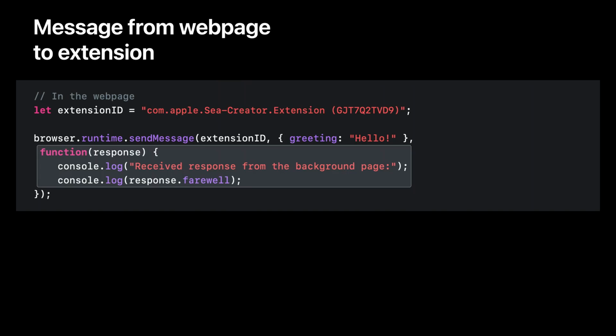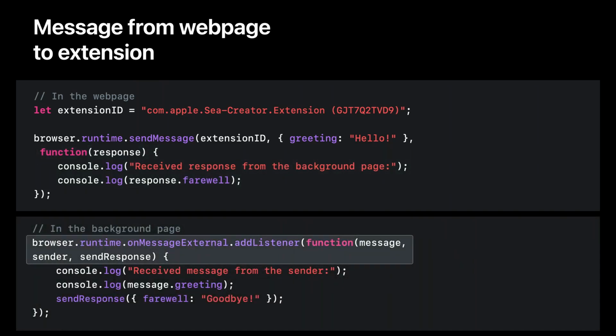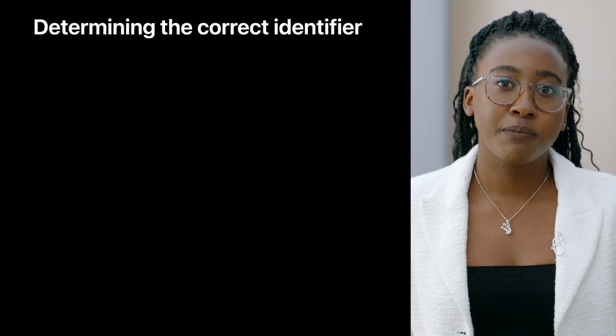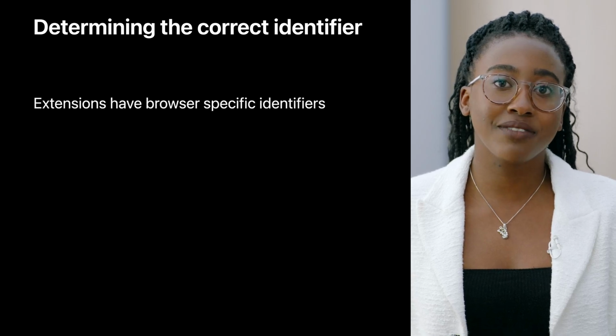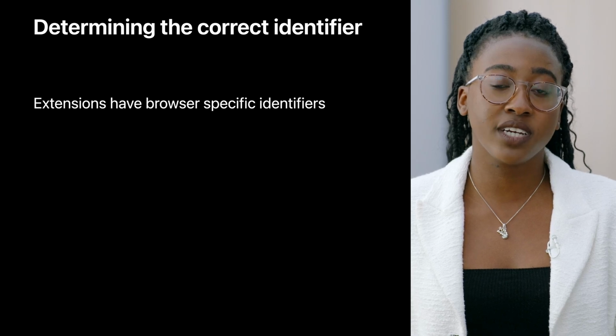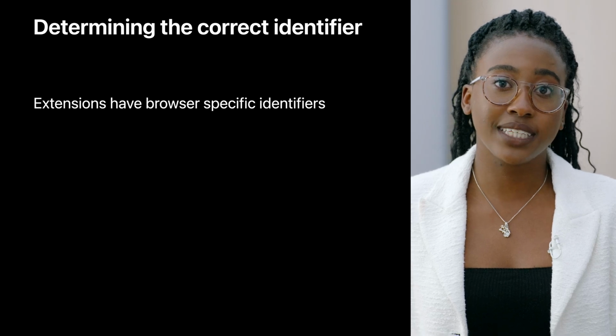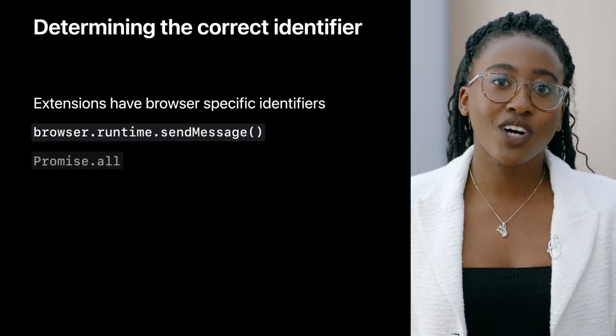Now, let's take a look at the code your extension will have to receive messages. Your extension can receive messages from the web page by listening to an event called onMessageExternal. The extension can send a message back to the web page using the method passed to the event listener. Because there are different extension web stores for different browsers, extensions can have many different identifiers, so you'll need to determine the correct one to use to make sure you're messaging a Safari web extension and not a Chrome or Edge extension. To do this, you can use the browser.runtime.sendMessage API with the call to promise.all.